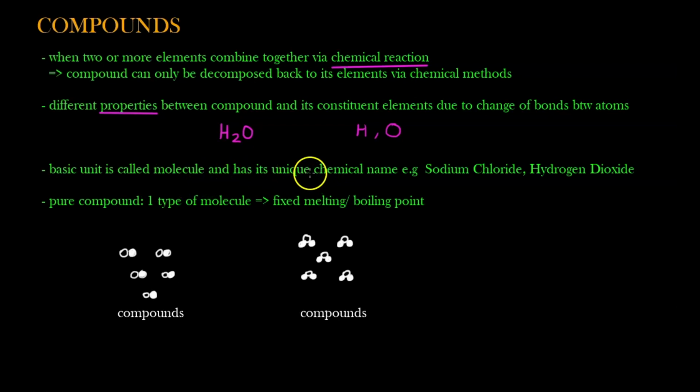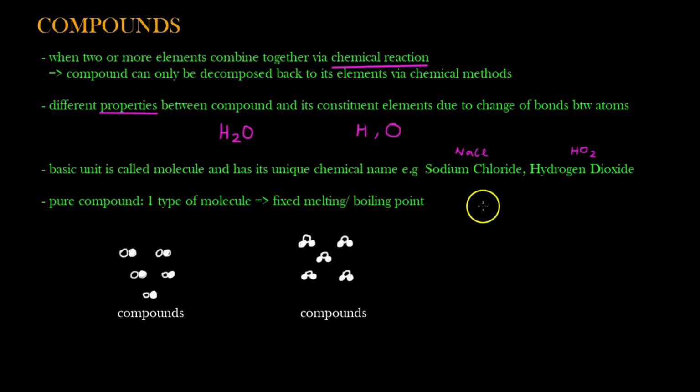It has its own unique chemical name. For example, sodium chloride is unique; only sodium chloride has the formula NaCl. For example, hydrogen dioxide looks very foreign, but it's actually hydrogen peroxide, H2O2. This one doesn't really exist in nature, but I'm just writing it out for you. So these are all unique chemical names.